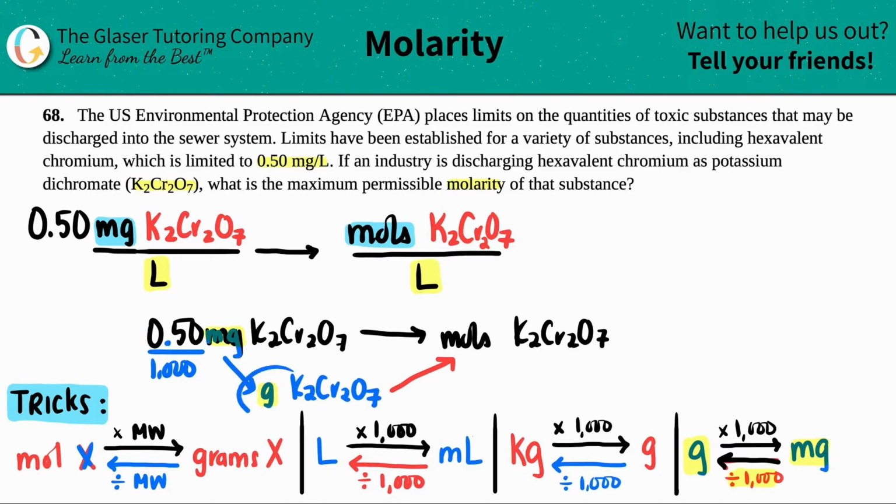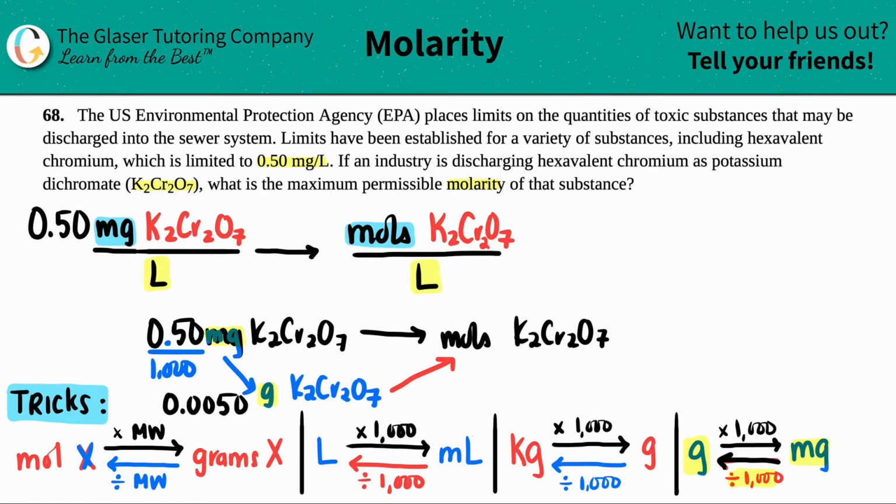So the amount of grams of K2Cr2O7 is now going to be, if I do 0.5 divided by 1,000, 0.0050. And I'm just going to triple check that just to make sure.